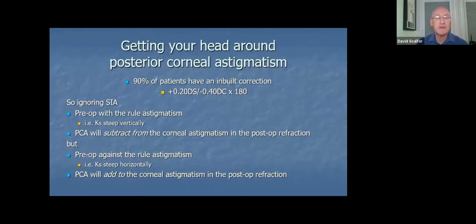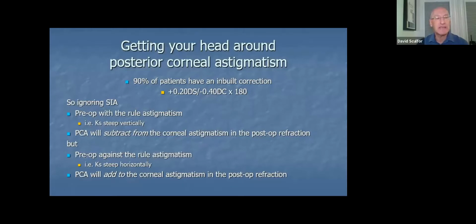So if the patient starts off with a 1 diopter cyl, you would expect that to come down following their cataract surgery. However, if the patient has against the rule astigmatism, which of course is more common in the elderly, so the Ks are steep horizontally, then that posterior corneal astigmatism will add to the corneal astigmatism in the post-op refraction, and therefore you'll have a lower threshold for corneal astigmatism in patients who are against the rule than you will for patients who are with the rule.